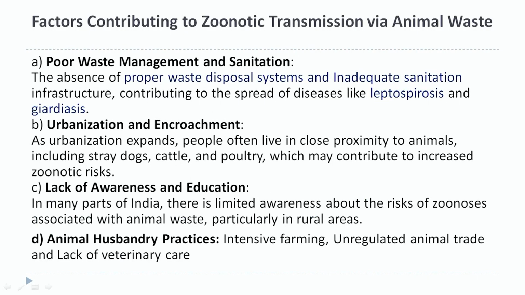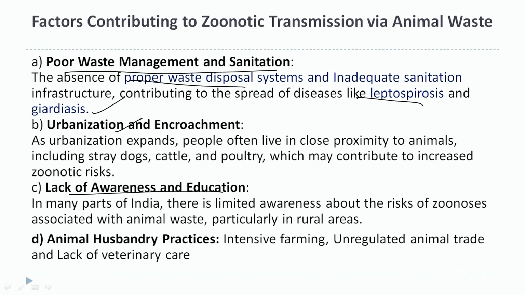Now, what are the different factors contributing to the transmission of these agents through animal waste to the human population? The first and most important is poor waste management and sanitation. In the absence of a proper waste disposal system and adequate sanitation and infrastructure facilities for handling waste, important diseases like leptospirosis and giardiasis are transmitted, as we have discussed earlier. Along with that, urbanization: day by day the numbers of animals and humans are increasing, along with the demand for animal products, so animals and humans are coming close together, and because of that the transmission of zoonotic agents from animals to humans increases.